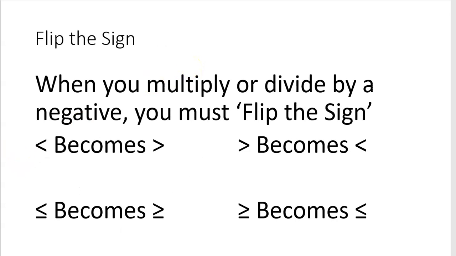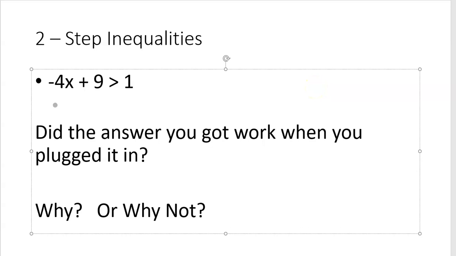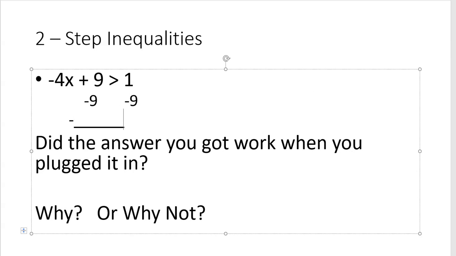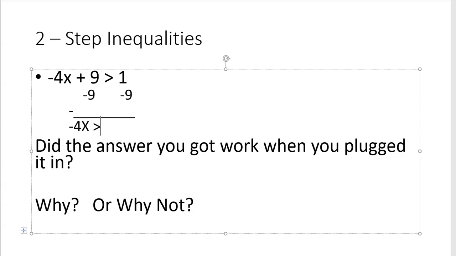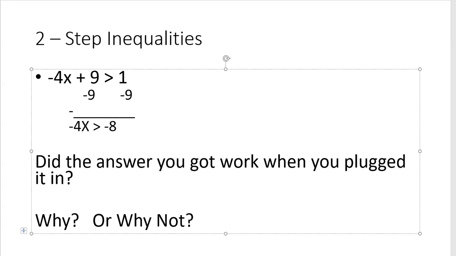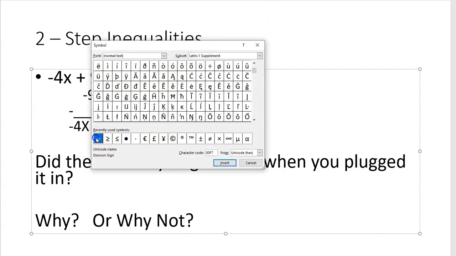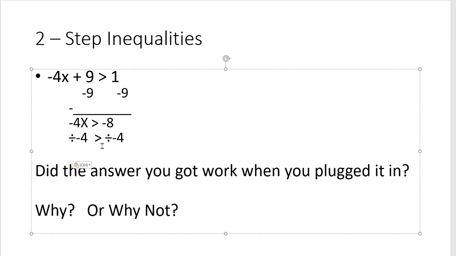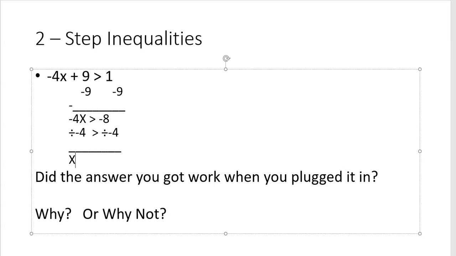Do they work? So most students solve it and they start out and they say, hey, look, minus 9. Do it to one side, do it to the other. Well, that gives us a negative 4x on this side and a negative 8 on this side. So then we divide by negative 4 on this side. Divide by negative 4 on that side. And that gives us x is greater than negative 8 divided by negative 4 is positive 2.